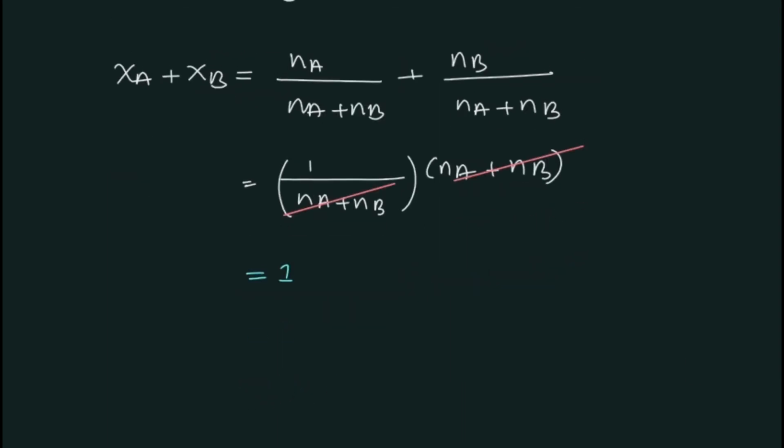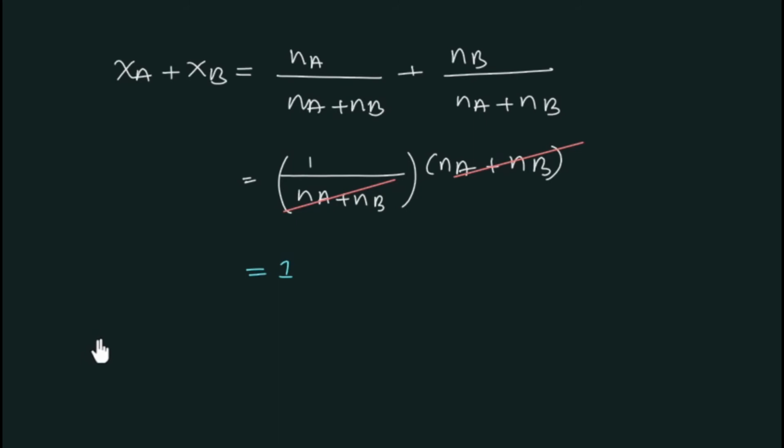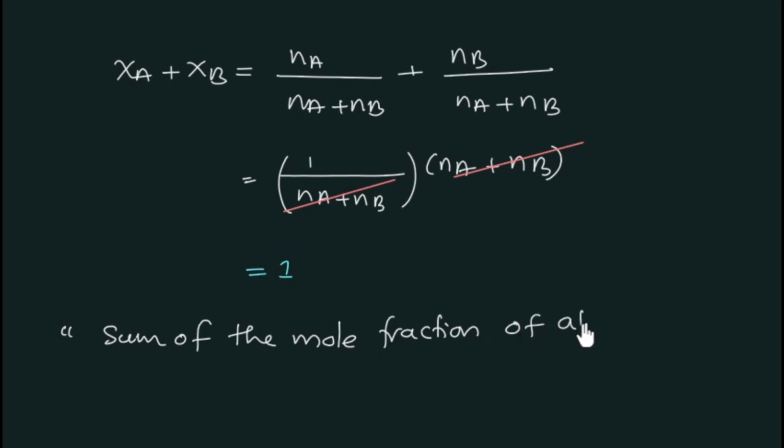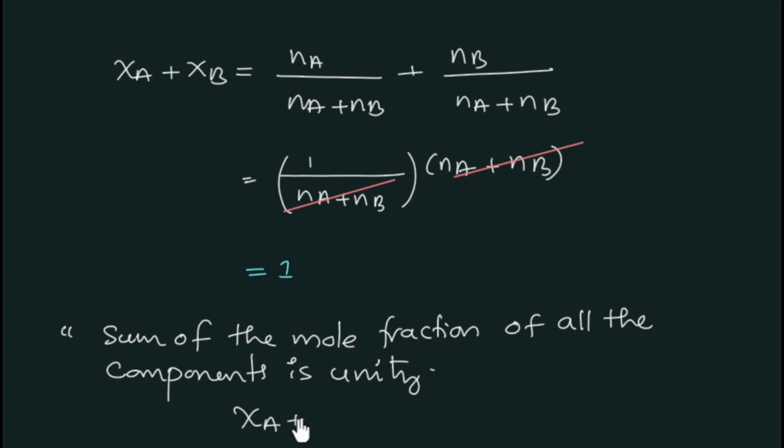So we can write the statement that the sum of the mole fractions of all the components is unity. Therefore, in general, mole fraction of A plus mole fraction of B plus mole fraction of C, and so on, equals 1. This is what we get.